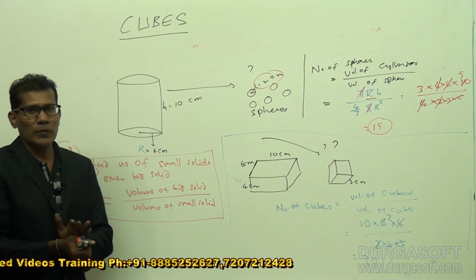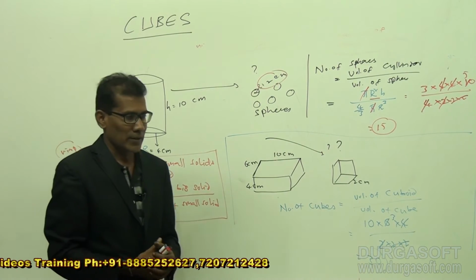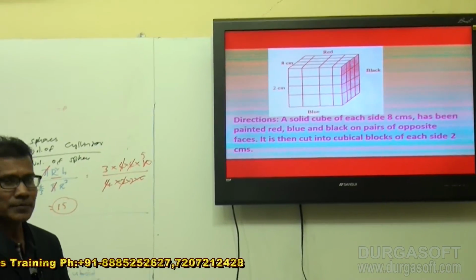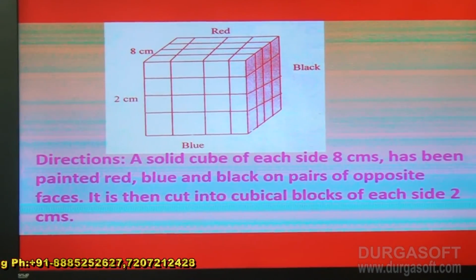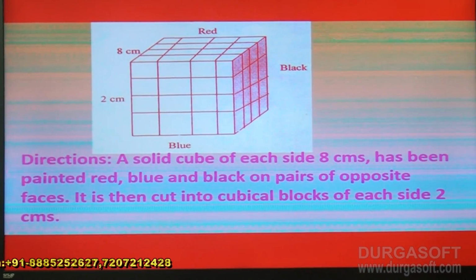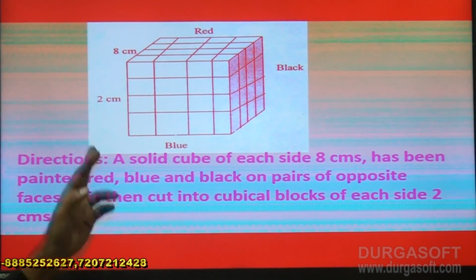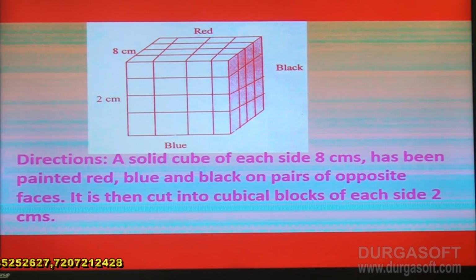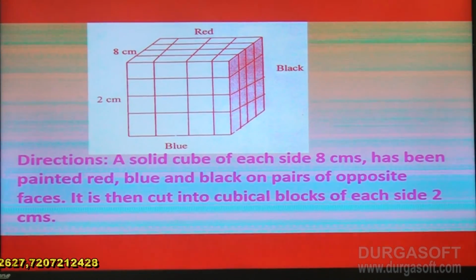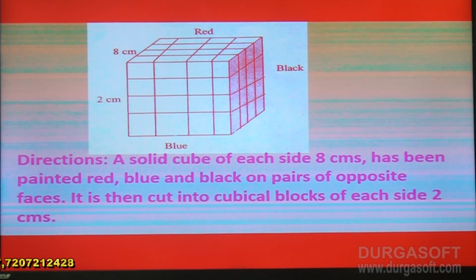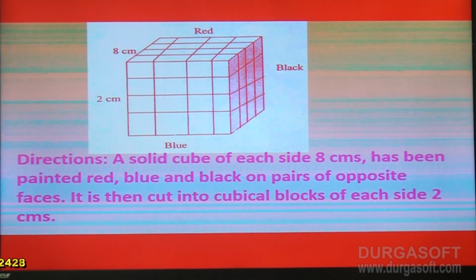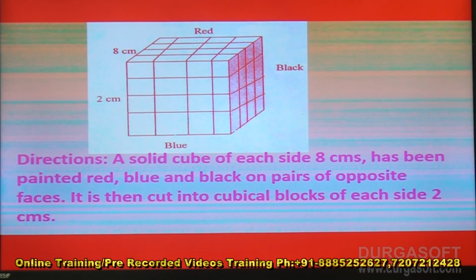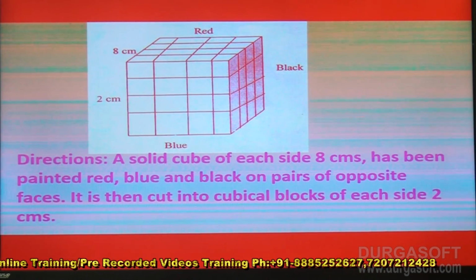Let us see the different type of questions in the cuboid. Just look at the picture. In the real time exam, this type of questions are very, very important. Here in the picture, one cube is given. What is this? It is a cube. Some directions are given. What are the directions? Can you read the directions? Here a solid cube of each side 8 centimeter has been painted red, blue and black on pairs of opposite faces. It is then cut into cubical blocks of each side 2 centimeter.